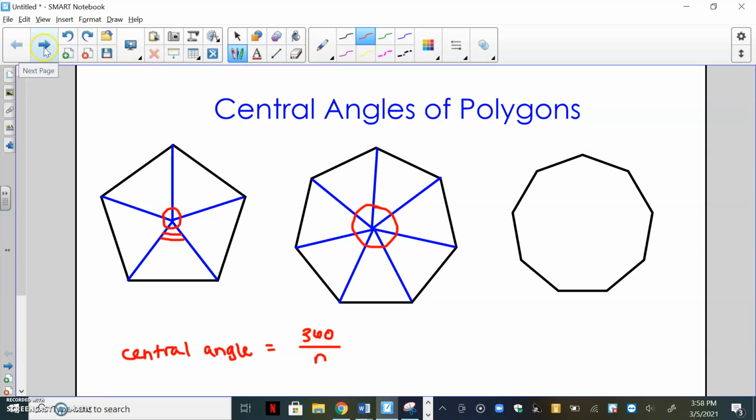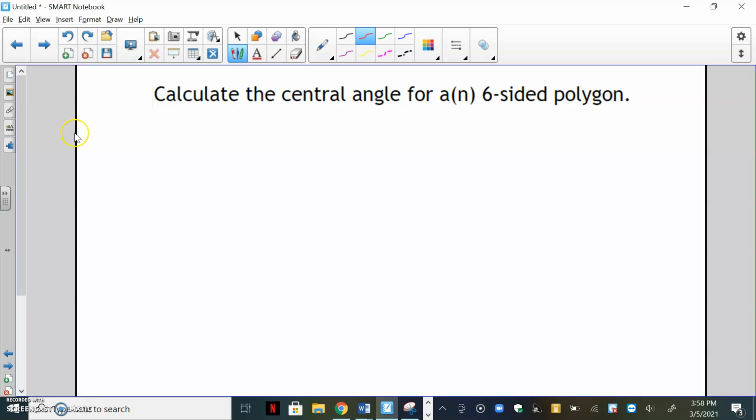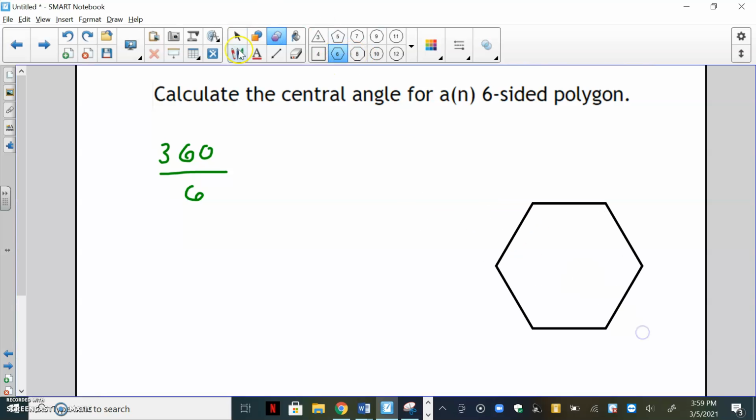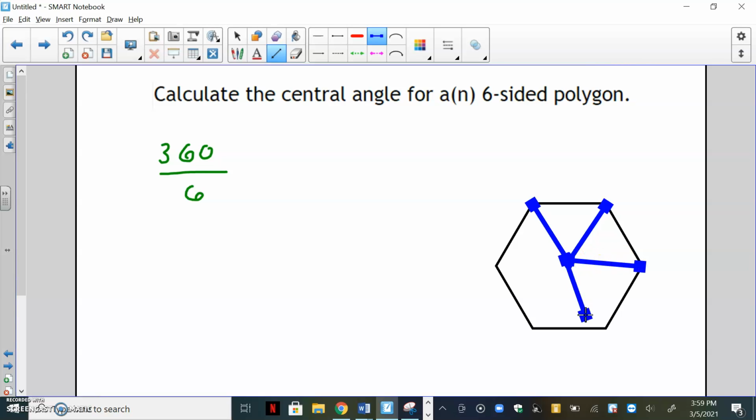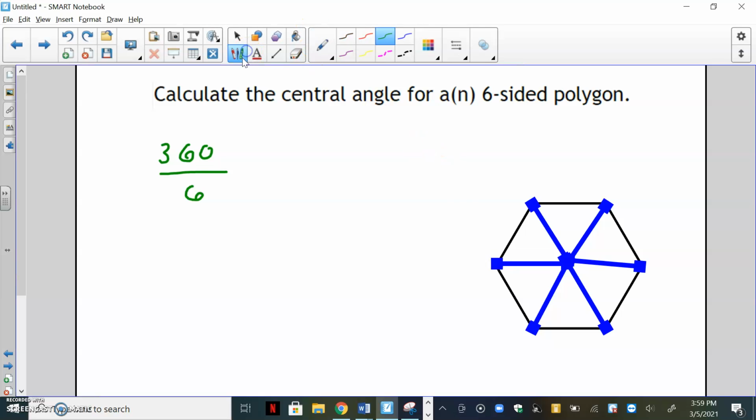Let's see some examples of what this is going to look like. Calculate the central angle for a six-sided polygon. That means all I have to do is 360 divided by 6, and I'll give you a good visual for that. Here's a six-sided polygon, and here are the central angles. Here are all my triangles drawn in there, and one central angle is going to be this right here. This is what I'm calculating.